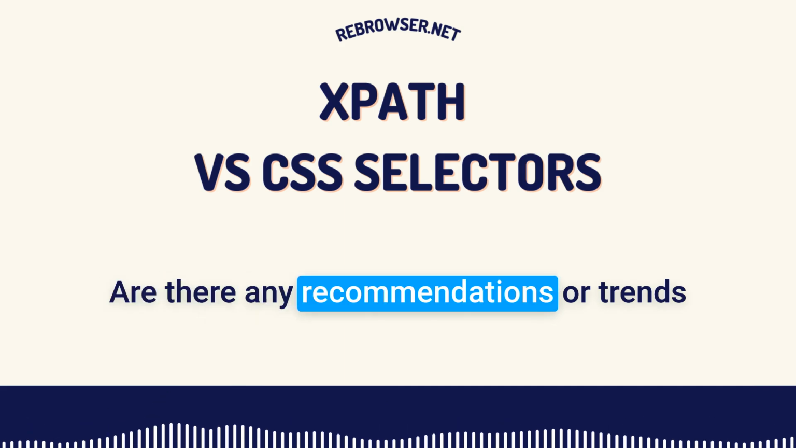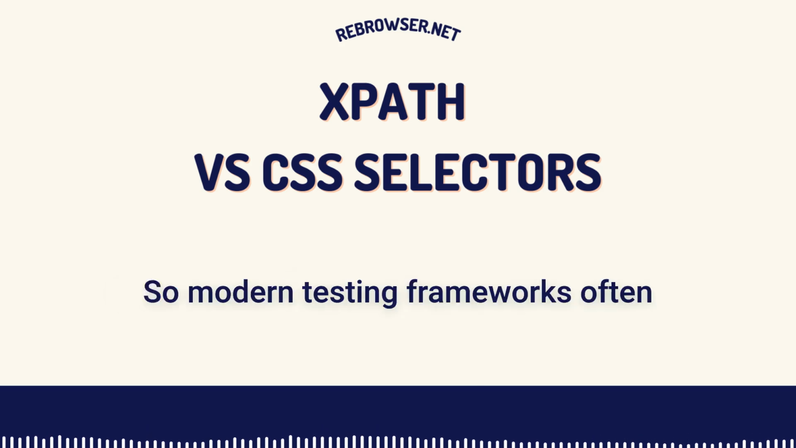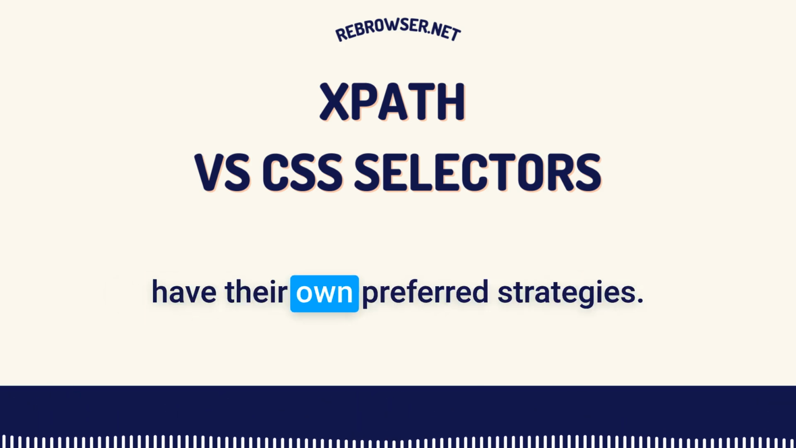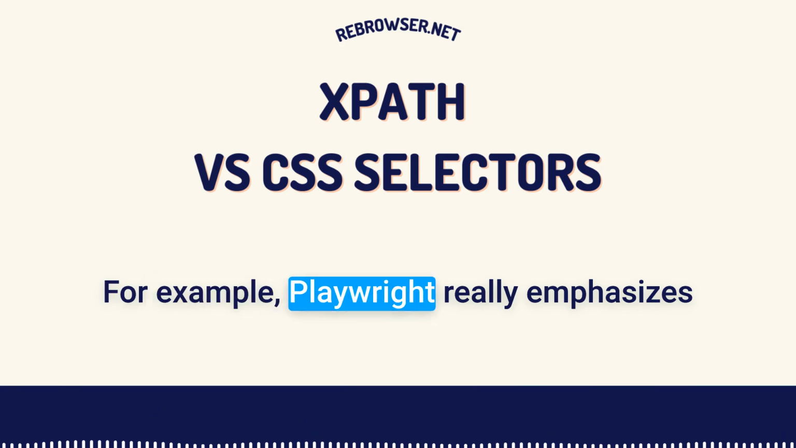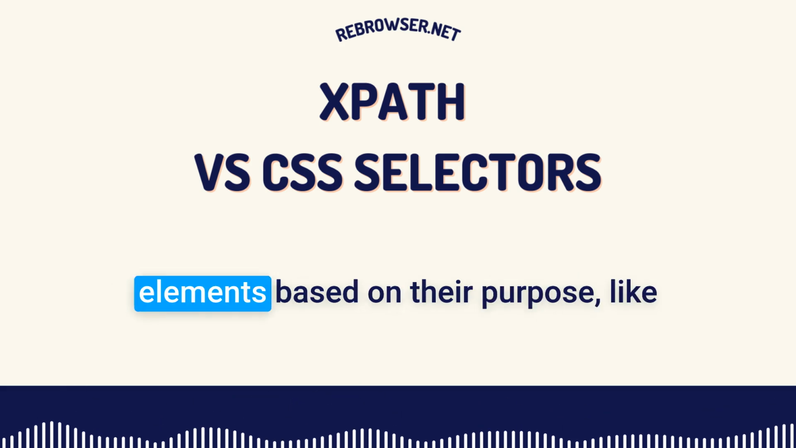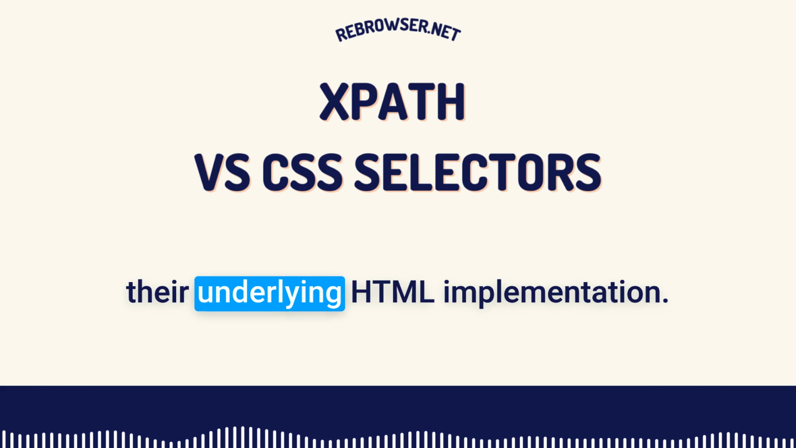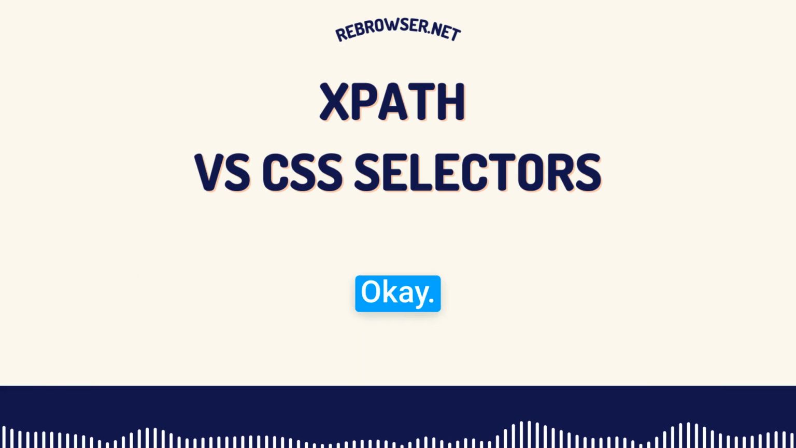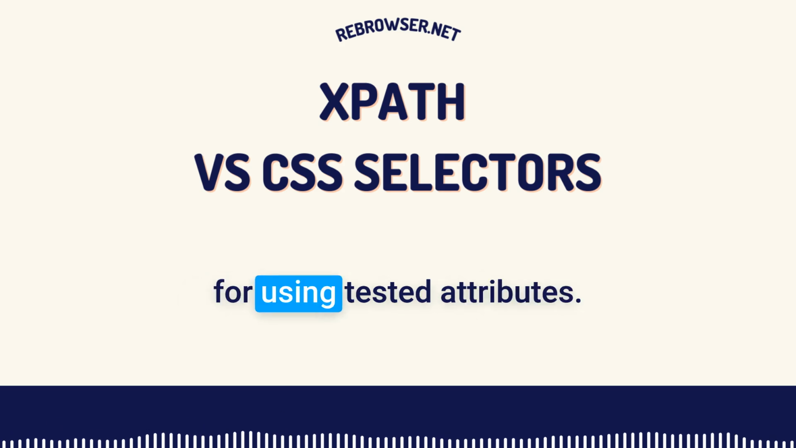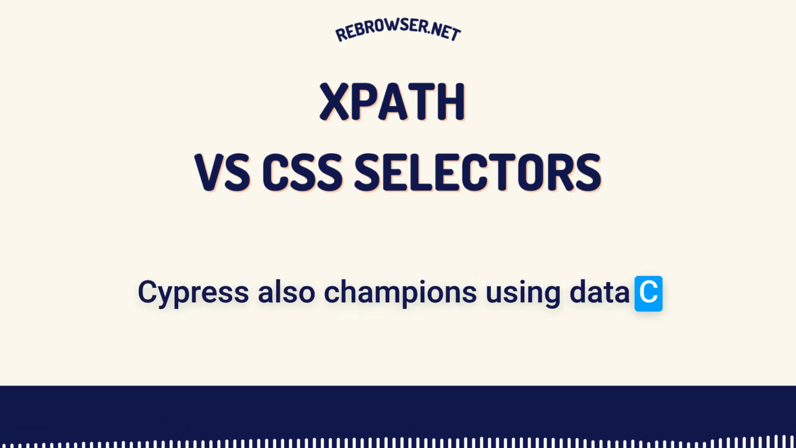Are there any recommendations or trends that are specific to different frameworks? Yeah, absolutely. So modern testing frameworks often have their own preferred strategies. For example, Playwright really emphasizes role-based selectors, which try to identify elements based on their purpose, like a button or a checkbox, rather than their underlying HTML implementation. And they also heavily advocate for using testid attributes. Cypress also champions using data-cy attributes.